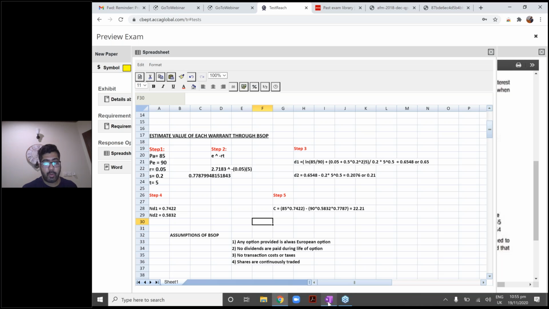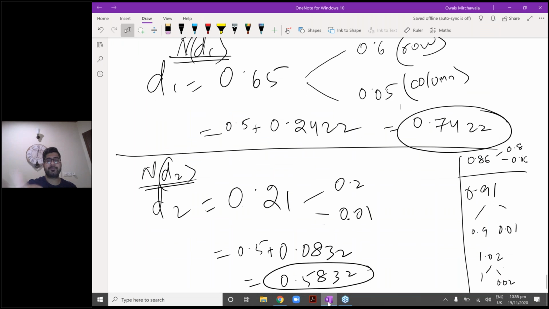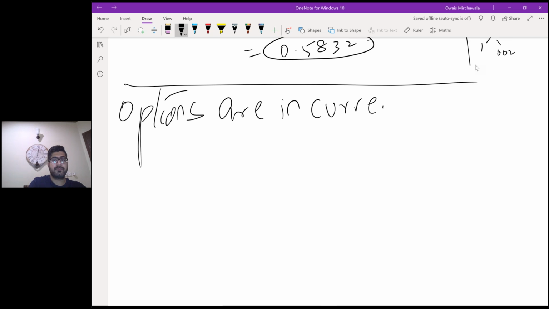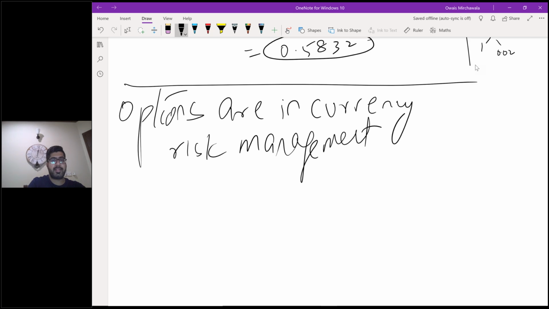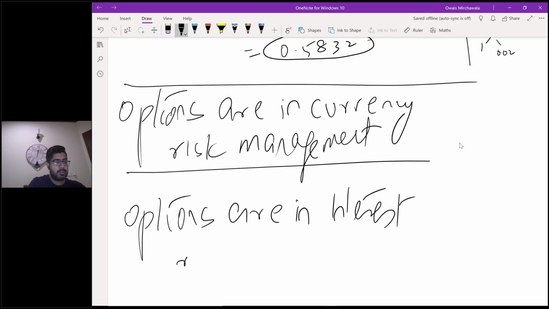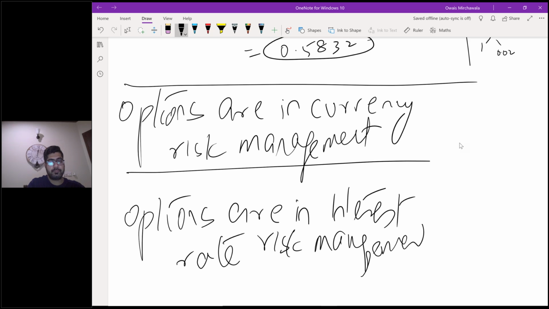Okay, now one thing in options is that options can be anywhere. Options are in currency risk management. See, call option, put option. Okay, we have studied. Options are in interest rate risk management. We have studied that as well. In interest rate risk management also, you saw options, right to buy, right to sell, premium payable.